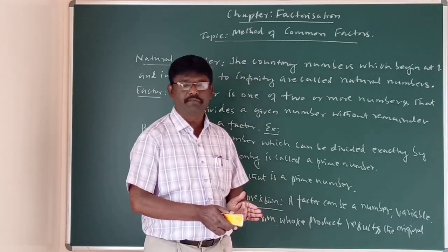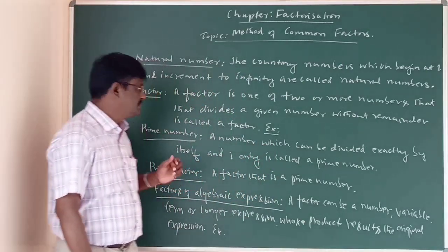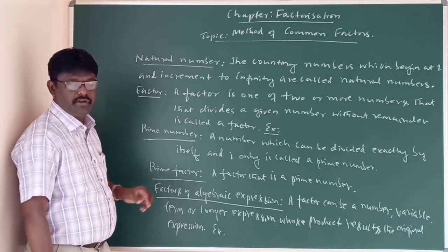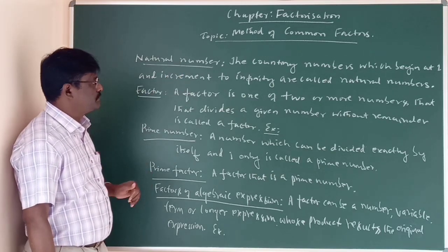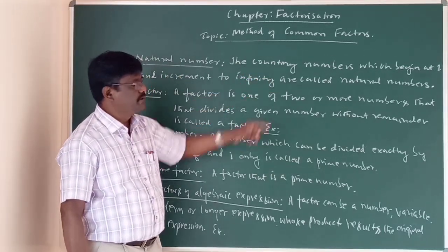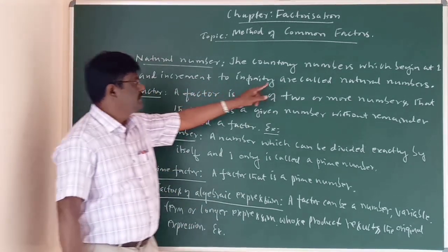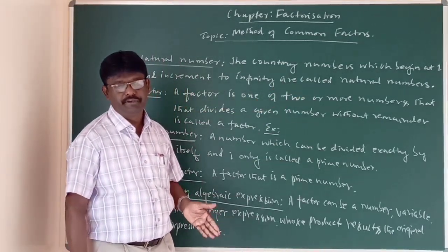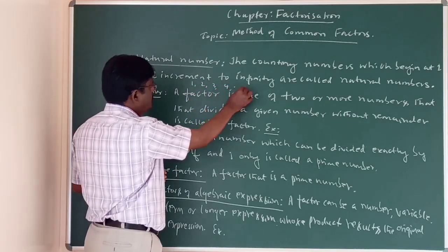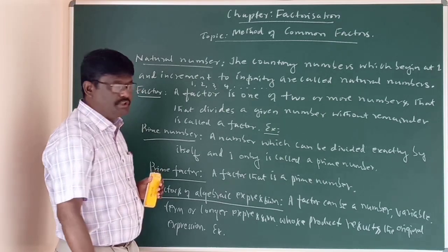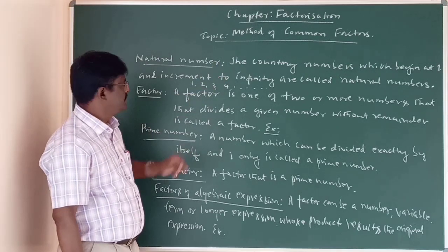Okay children, before we factorize algebraic expressions, first we shall try to know some basic terms. One among them, the well-known one, is a natural number. What is a natural number? The counting numbers which begin at 1 and increment to infinity are called natural numbers. We know it starts from 1, 2, 3, 4 and it continues up to infinity. These counting numbers we say are natural numbers.